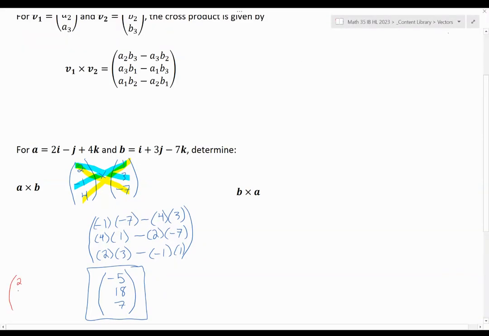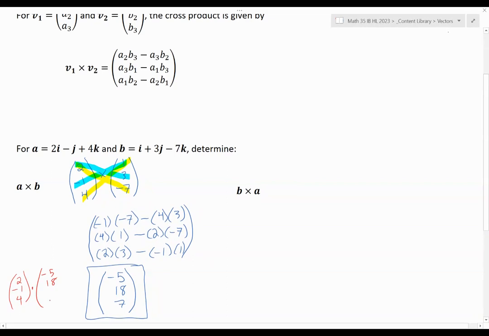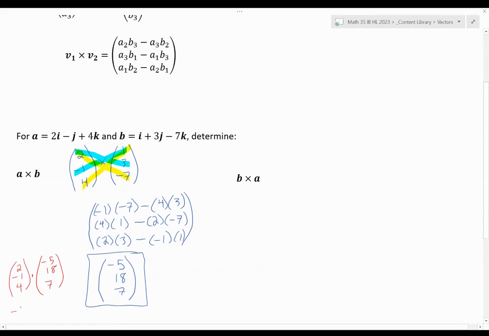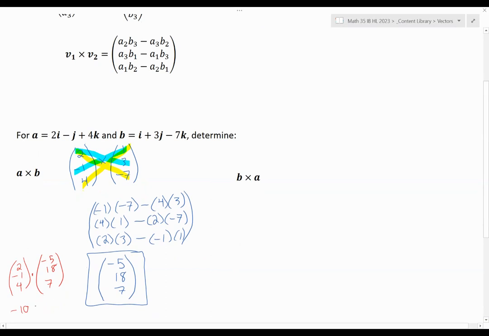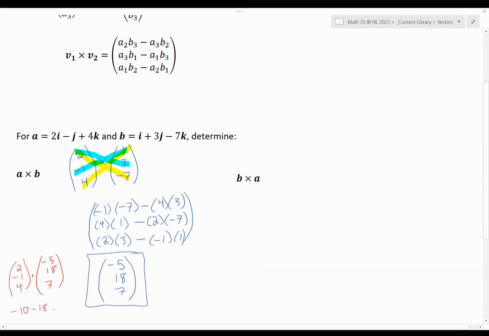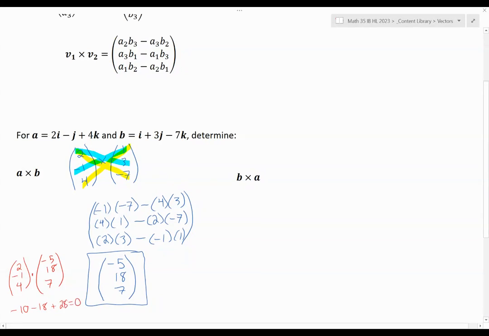So if I have 2, -1, 4, and I do the dot product with -5, 18, 7, well, 2 times -5 is -10, plus -1 times 18 is -18, plus 4 times 7 is 28, which is in fact 0. So these are perpendicular. And the same would result if I did the dot product of this new vector with B. It would be perpendicular to B as well.